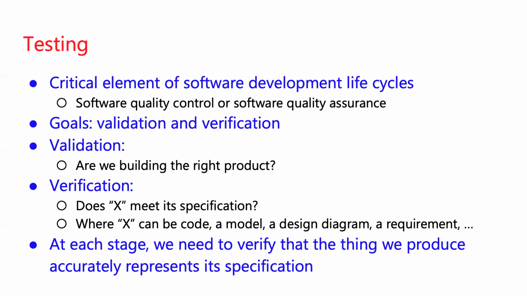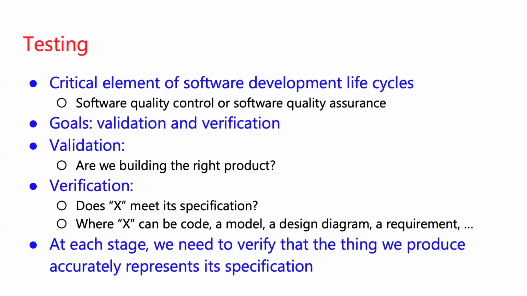And then from that, you might go to a design, a description of how you're going to build the thing that you're building. And from that, you might go to an implementation. And validation and verification questions are things you can ask at every one of those stages. Is what you're doing at this stage consistent with what you understand from the previous stage?